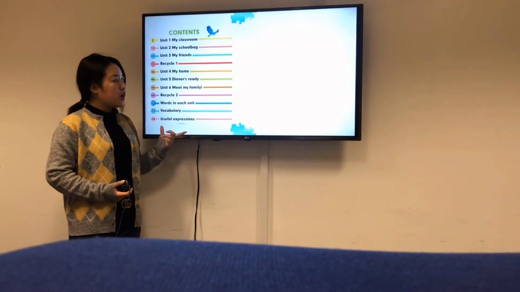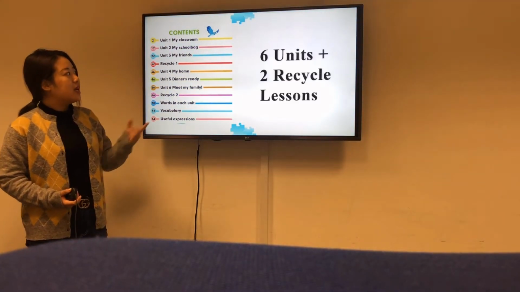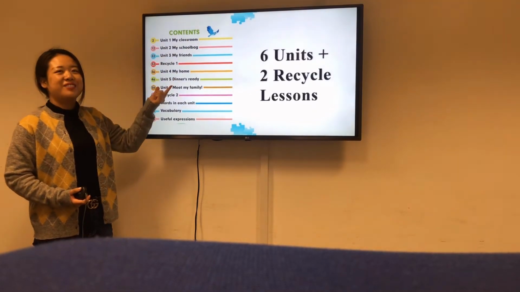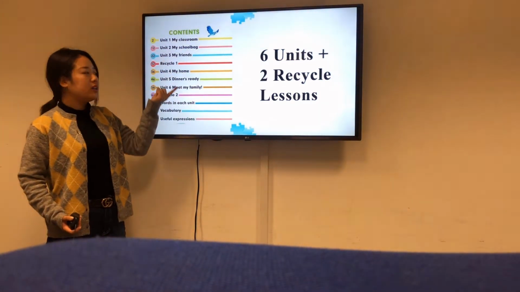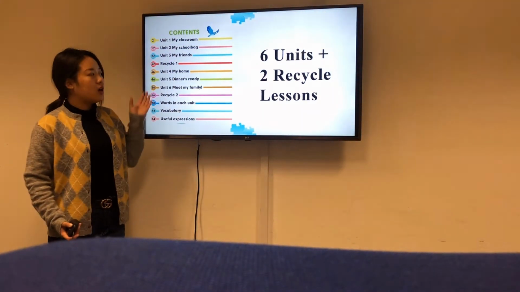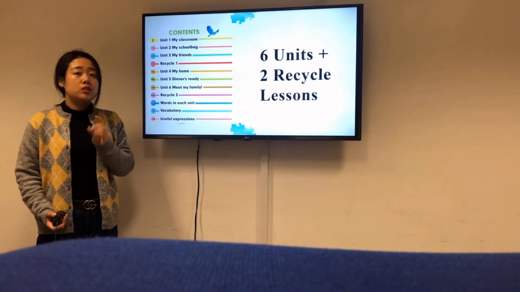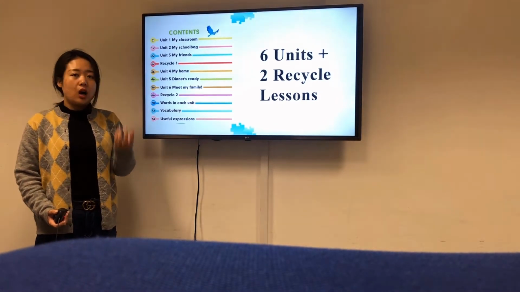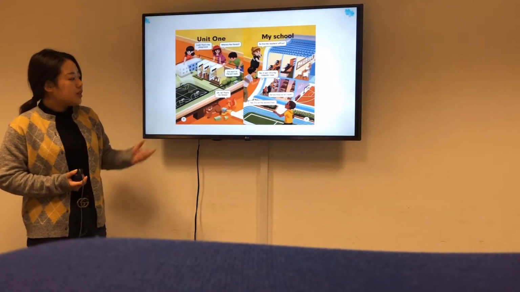So we can see from the content that in just one book there are 6 units. Unit 1, 2, 3, 4, 5, 6. So 6 units and recycle 1 and recycle 2. So there are 2 recycle lessons. So this is all the contents in just one book. So today I will focus on just the grade 4 textbook and analyze the content, topic, culture, and other things in this textbook.